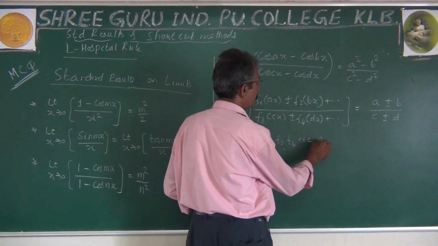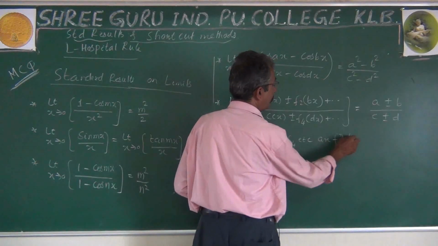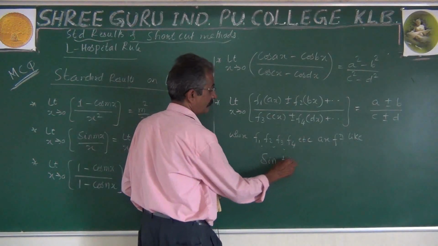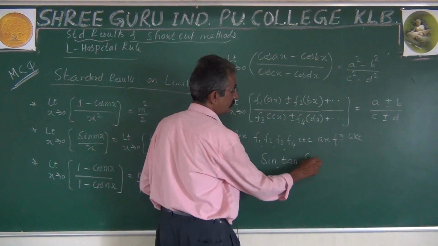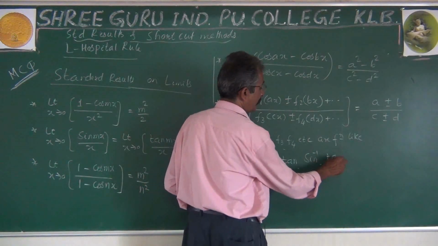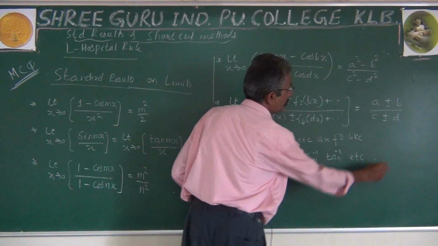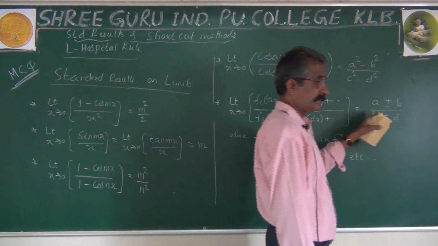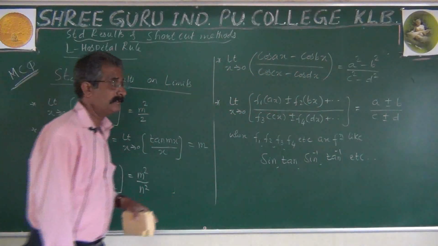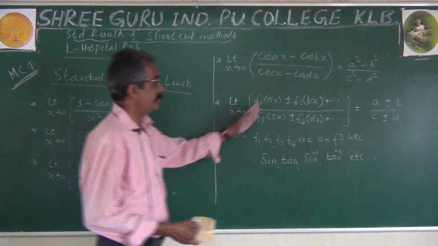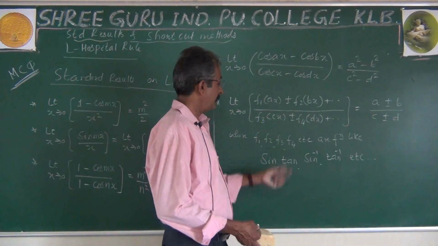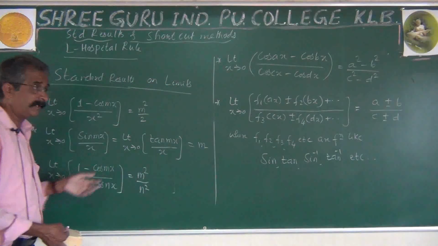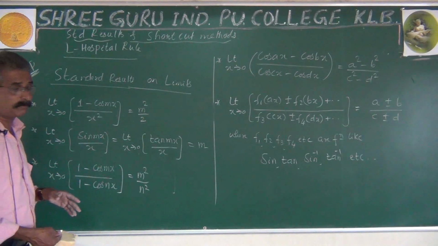Functions like sine, tan, sine inverse, tan inverse, etc. Only in these exclusive cases will this shortcut method be valid. It means a plus or minus b by c plus or minus d, where a, b, c, d are coefficients of x either in sine function, tan function, sine inverse function or tan inverse function, depending on that problem.